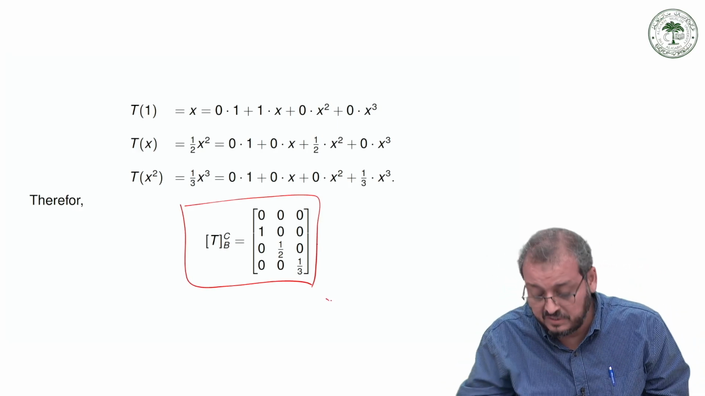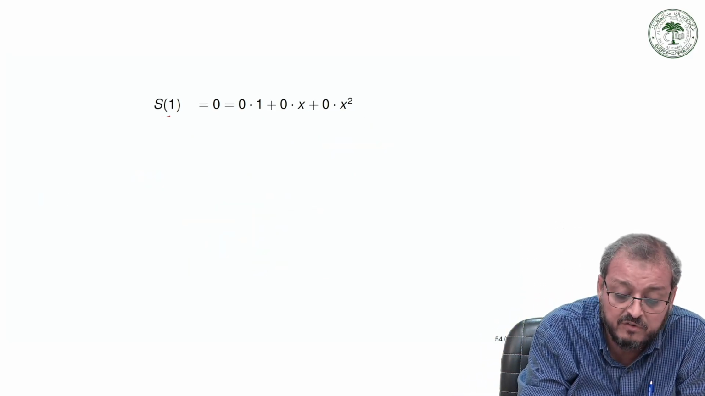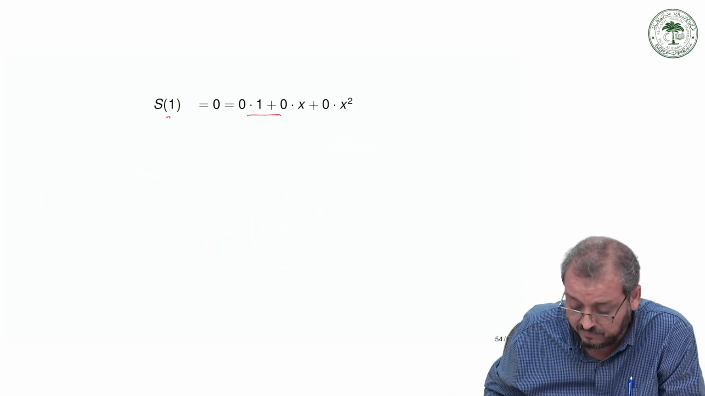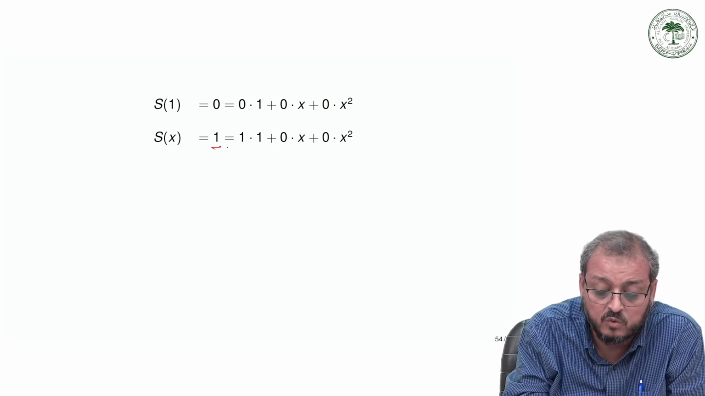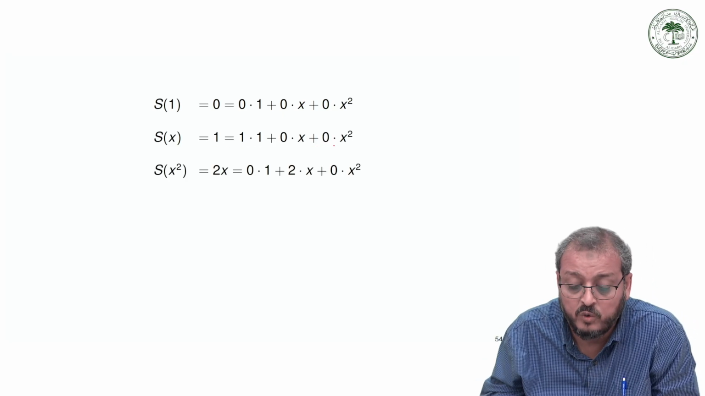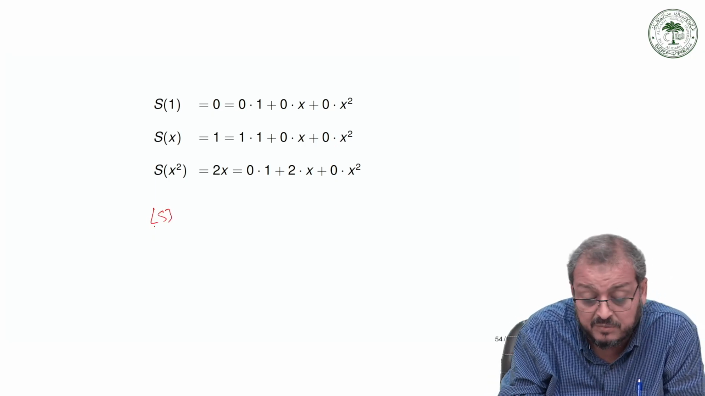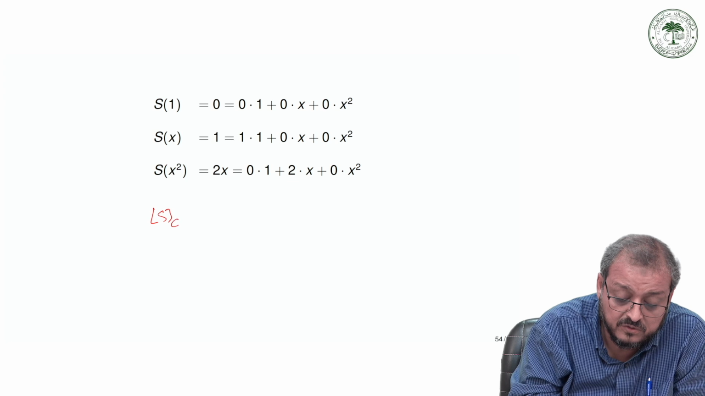Now in a similar fashion we calculate S, which is nothing but the derivative. So the derivative of 1 is equal to 0, written in this form. The derivative of x is equal to 1, written in this form, and the derivative of x square is equal to 2x, written in this form. So we can say that S is the map from C to B.